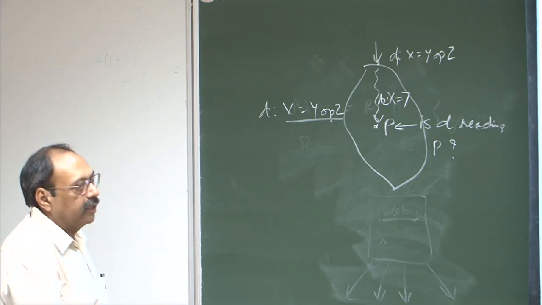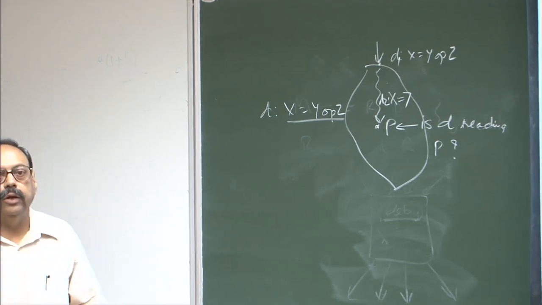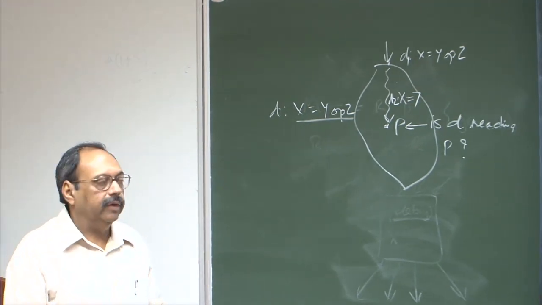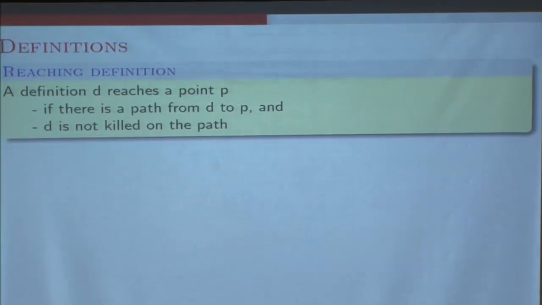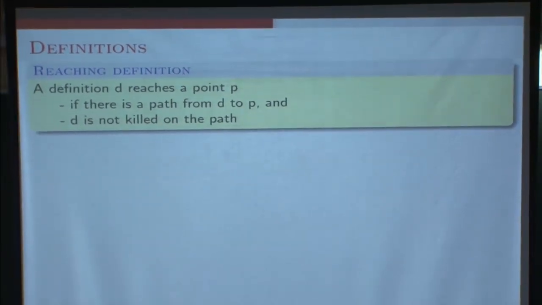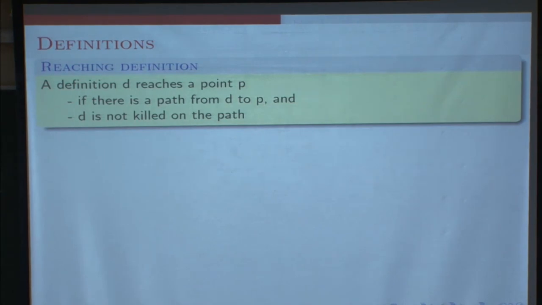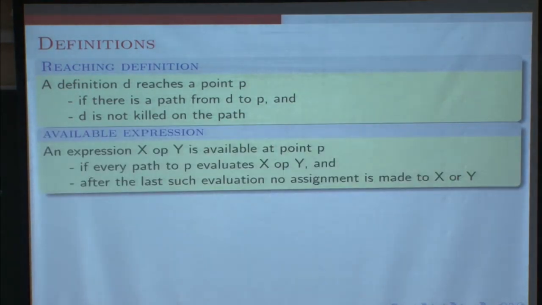So this is one set of information I collect when I'm trying to do data flow analysis: whether I have a path from any definition to a point in the program P. And there are formal methods of doing that. You don't trace your program and then start collecting this information. Similarly, I may ask what are the expressions which are available to me? Suppose I want to do common subexpression elimination.